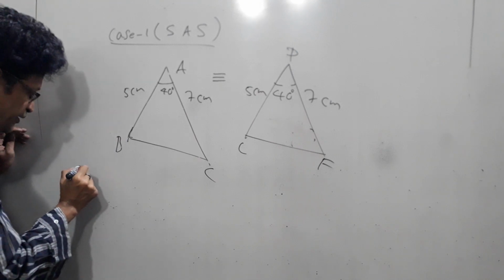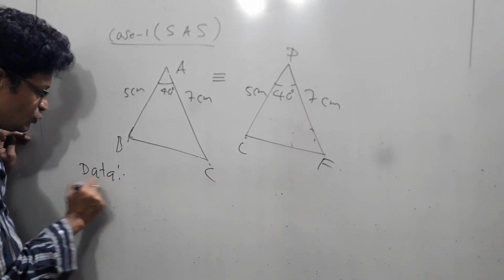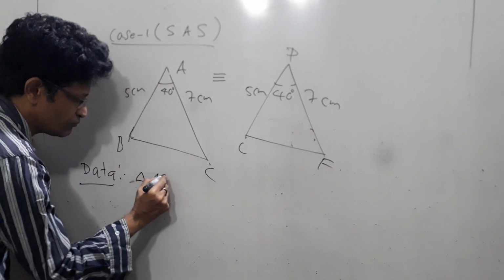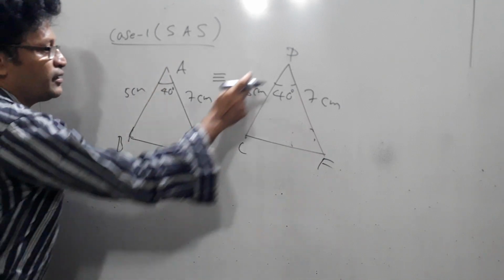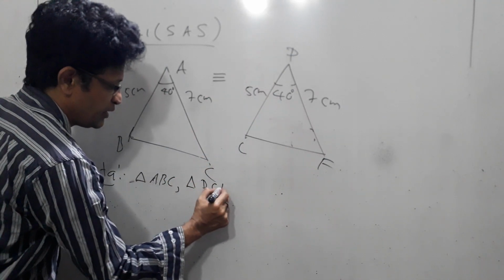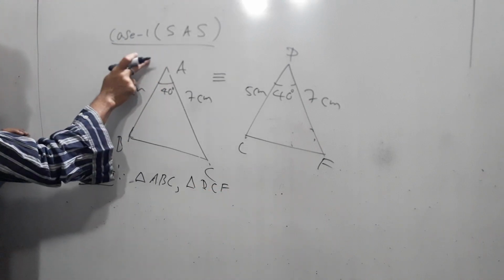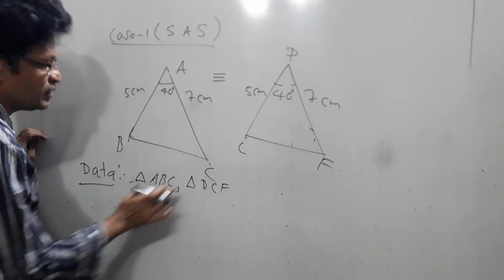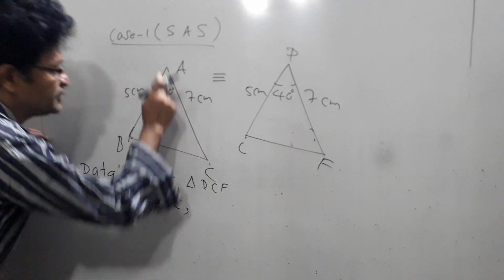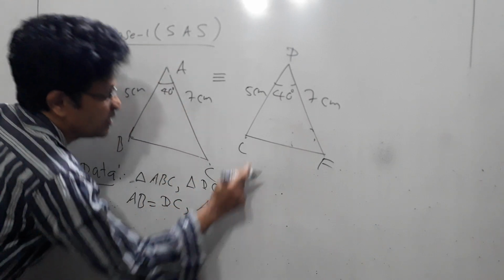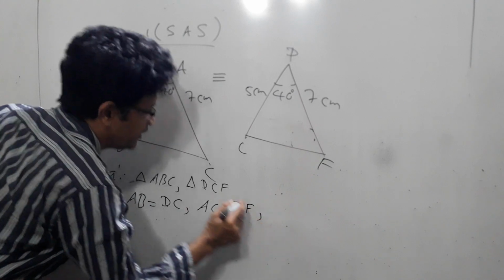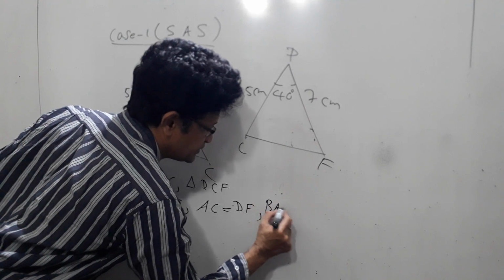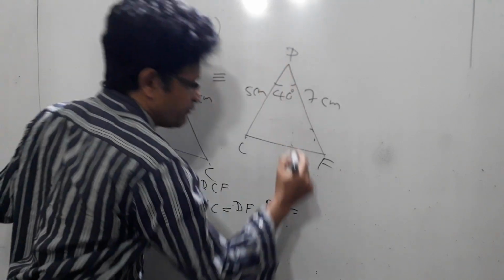This is a diagram. Then I write the data part. Data means what is given to us. Triangle ABC and triangle DEF. What do you know? AB equal DE. Side AB equal side DE. And side AC equal side DF. And the included angle, this angle BAC, equal angle EDF.